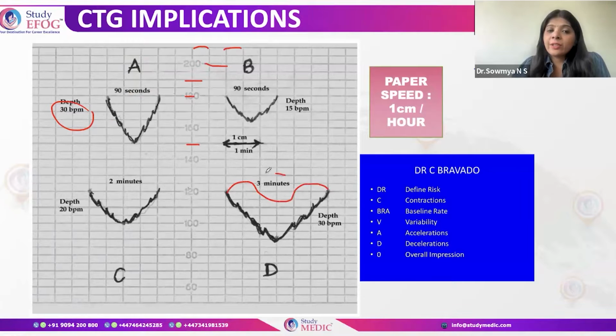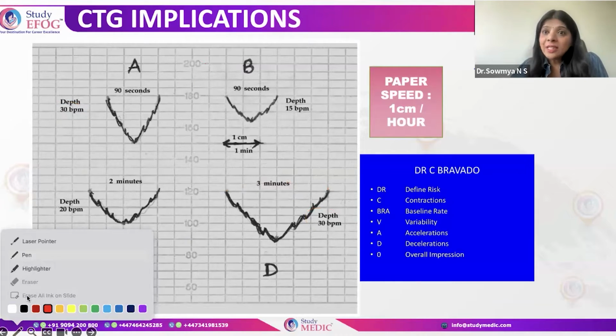So there is a deceleration of 3 minutes because it is coming back here. And what is the depth which falls? For example, fetal heart rate. So it is from 120 to, this is 90. So 120 minus 90 is 30 beats per minute. So obviously it is a 3 minutes deceleration falling for 30 beats per minute.